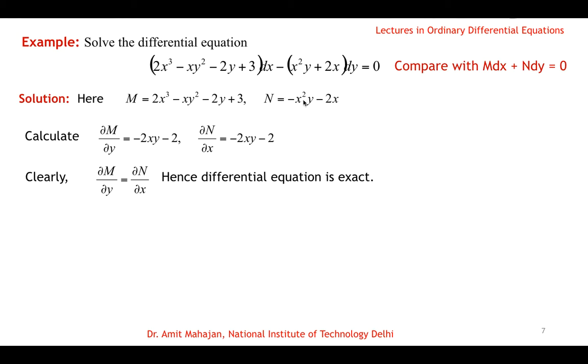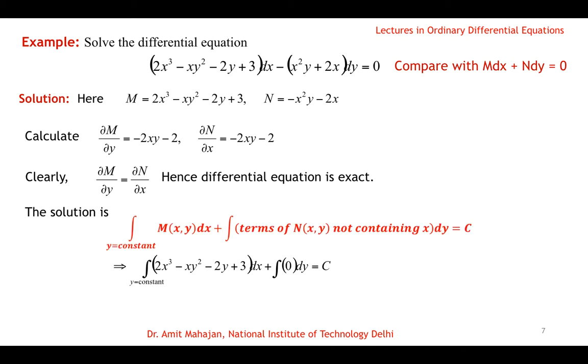So x is there in the first term, x is there in the second term, so there is no term which does not contain x, so the second integral is exactly 0 equal to constant. So the integration of m dx, where m is this whole quantity, and while performing integration we will treat y as constant here. Integration with x, plus only those terms of n that do not contain x, but every term contains x, so this part is 0 equal to constant.